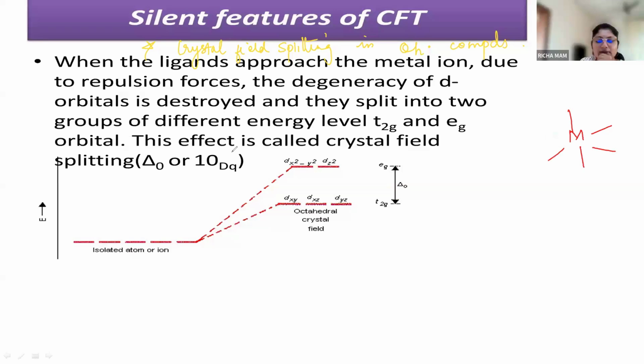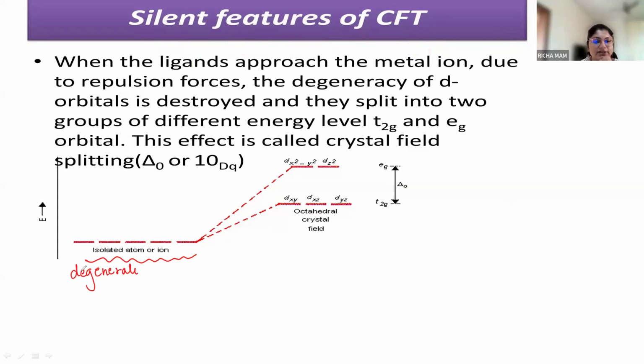So in octahedral complexes, when the metal is in the free state, all the orbitals are degenerate, meaning they all have the same energy. Now octahedral means the metal is coming in contact with how many ligands? 6 ligands.